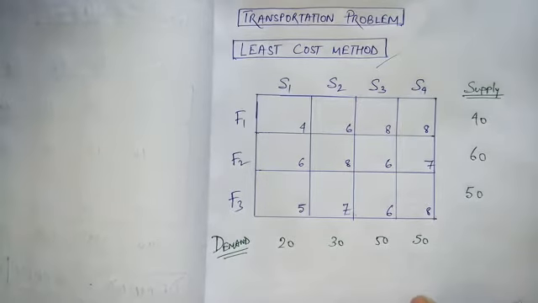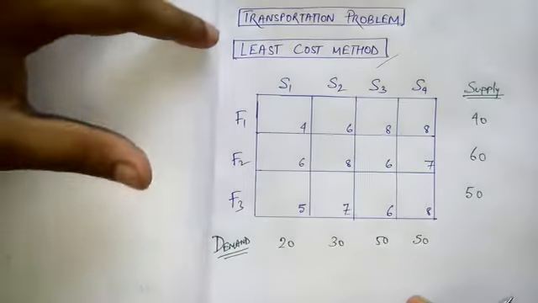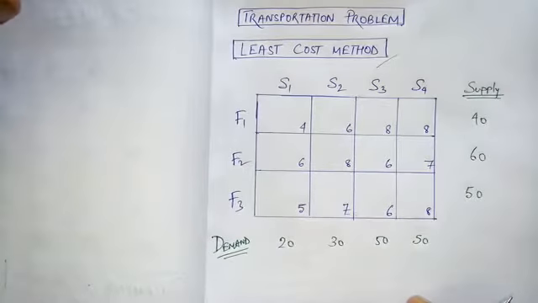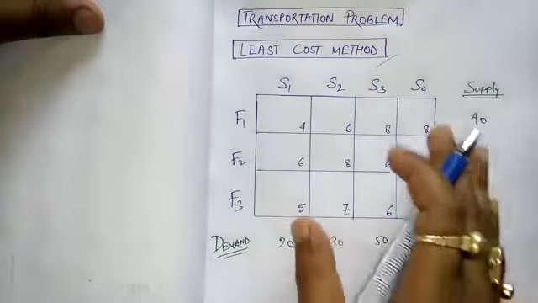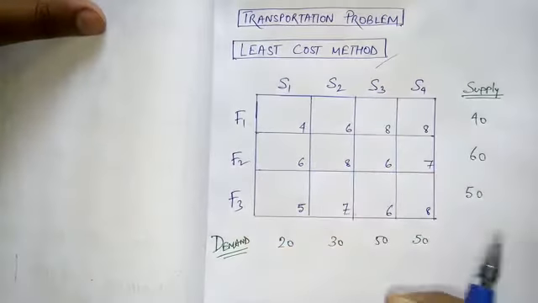Now for this there are three methods. We have learnt about northwest corner method. Today we will understand least cost method. At the end of this video, I will tell you where is the difference between least cost method and northwest corner method. Least cost method, it is very easy to understand.